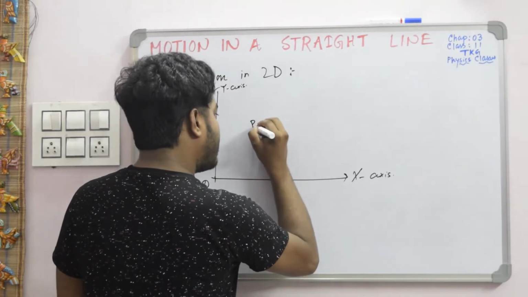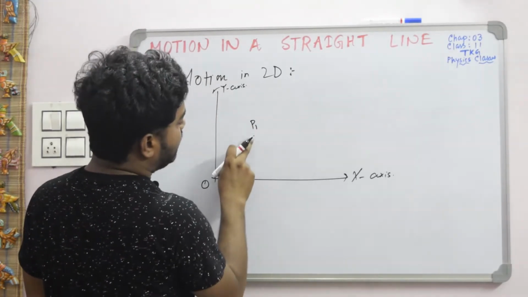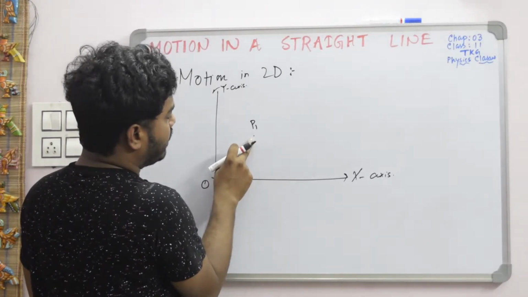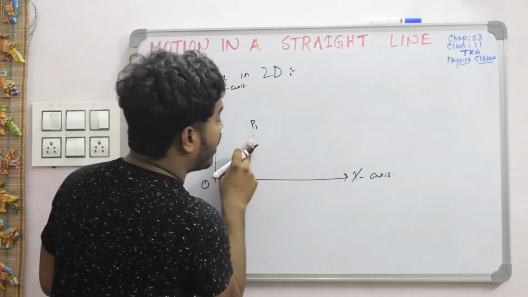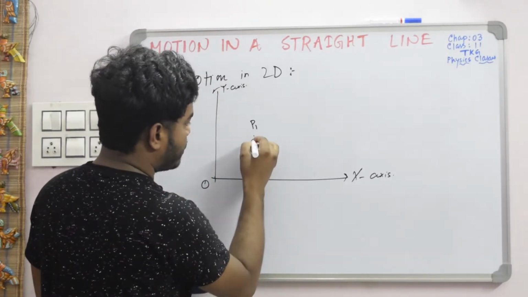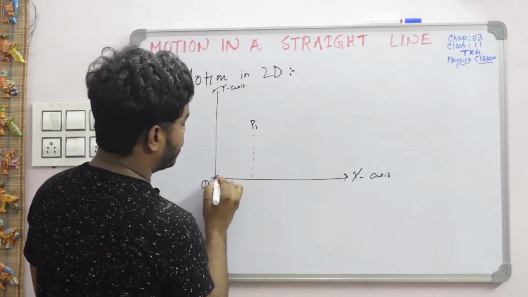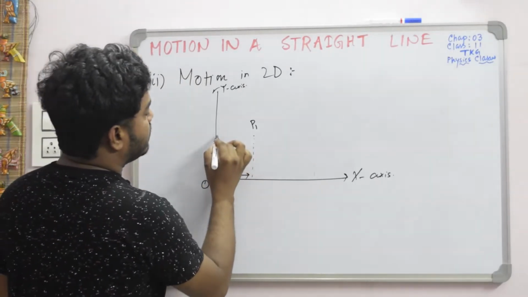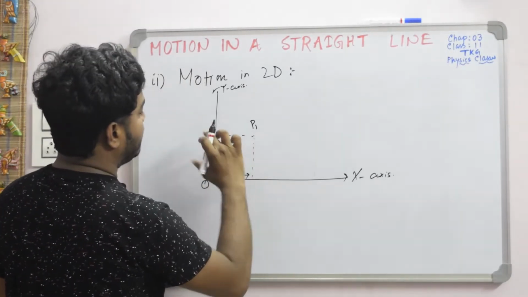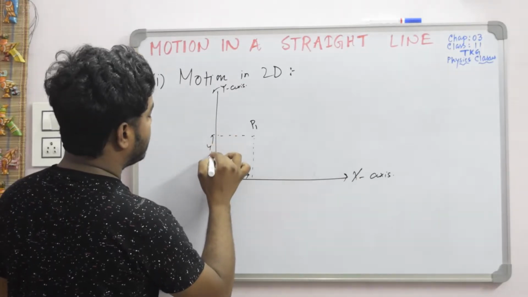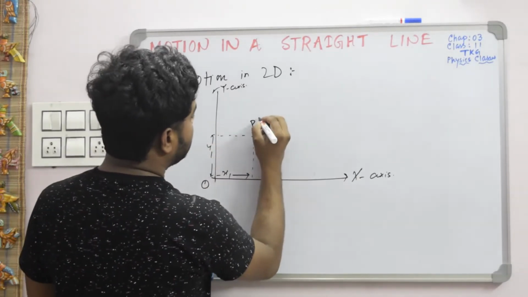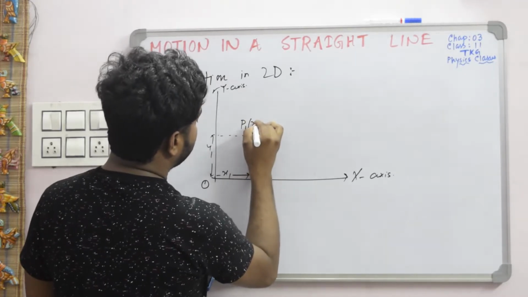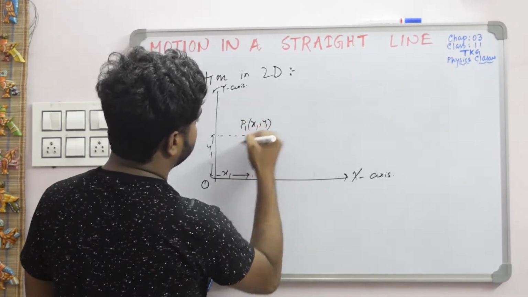Suppose a body at a particular time is at position point p1. For specifying this position of that body, we have to say two coordinates. First, along the x axis, suppose x1, and along the y axis, this length, suppose y1. So at point p1 the position of the body is x1 and y1.